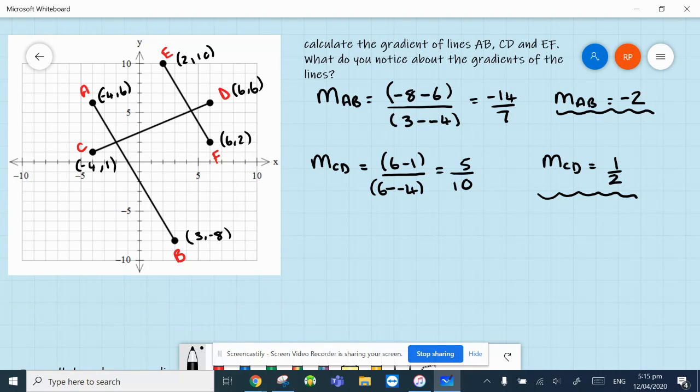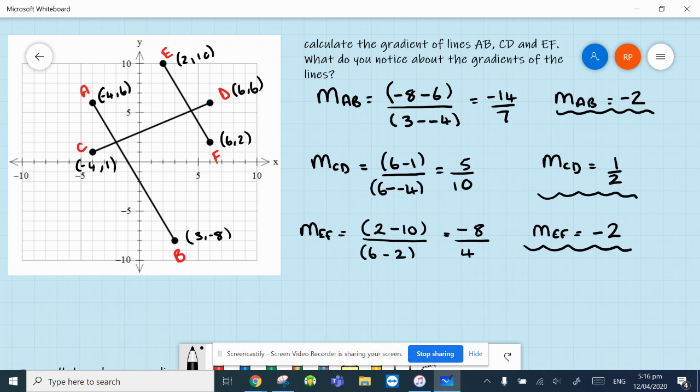Okay, lucky last, let's do EF. So on the top, we're going to have 2 take away 10. On the bottom, 6 take away 2. So that's -8 over 4. When we simplify that, we're going to get EF equals -2.